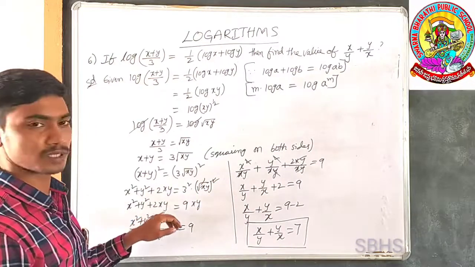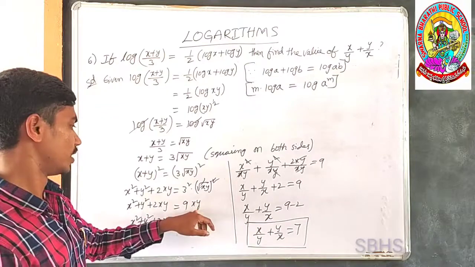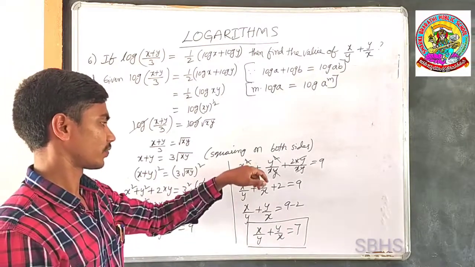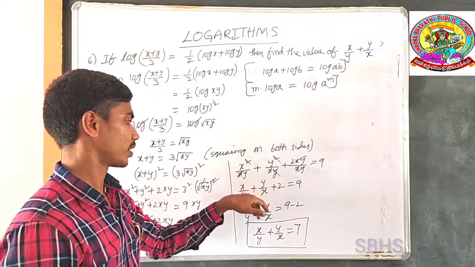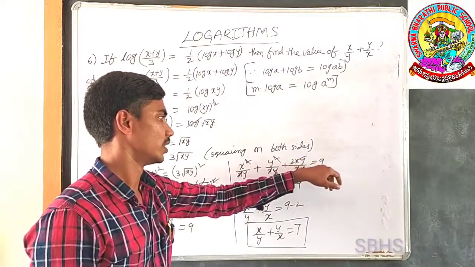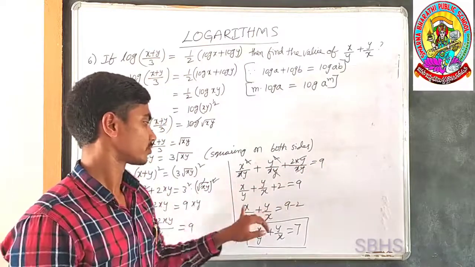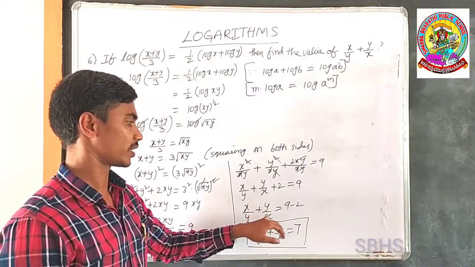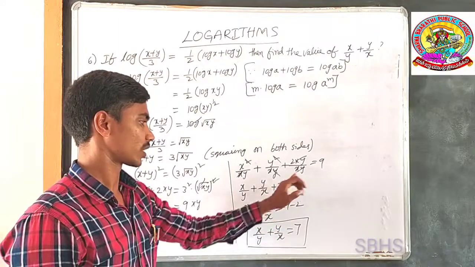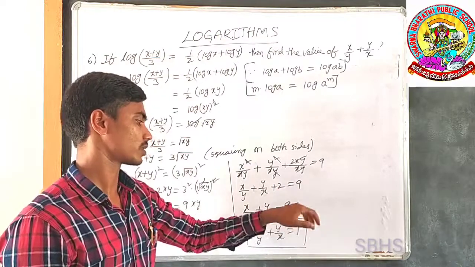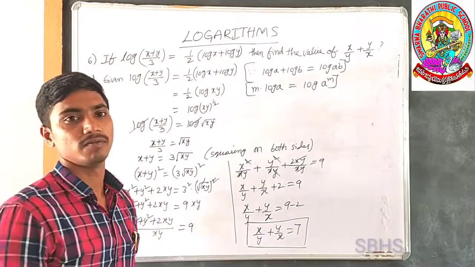x square plus y square plus 2xy is equal to 9 into xy. xy transpose to left hand side, partial fractionization. It gives the value of x by y. Here x square cancel, y square cancel, xy cancel. 3 square is 9. x by y plus y by x plus 2 is equal to 9. x by y plus y by x is equal to, 2 transpose that side, plus becomes minus, so that's why 9 minus 2. 9 minus 2 is equal to 7. This is the required value.